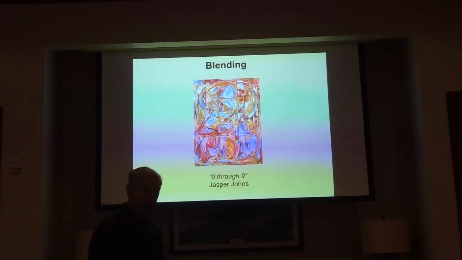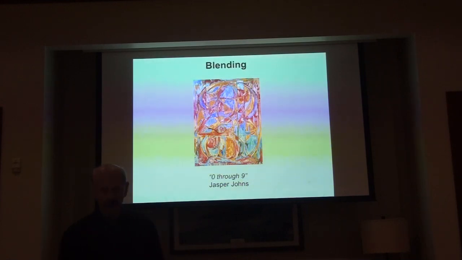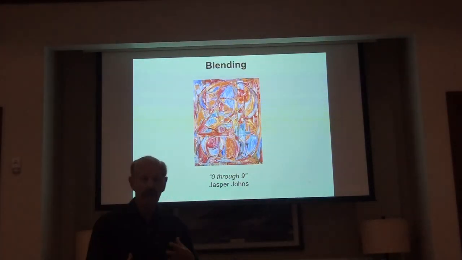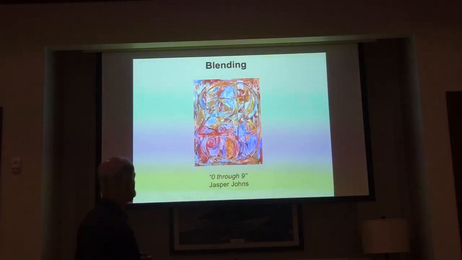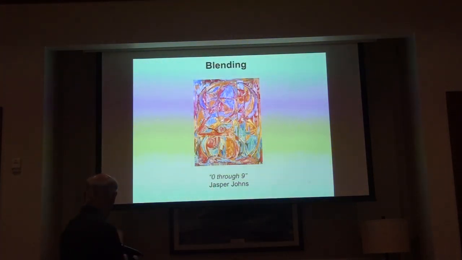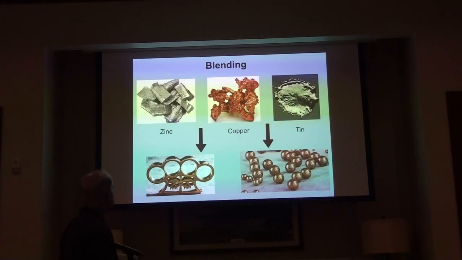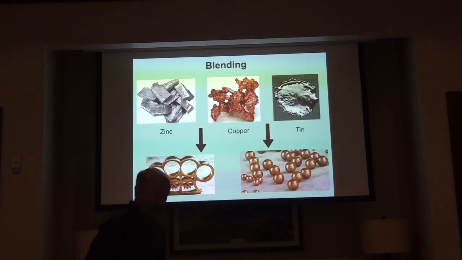In terms of art, we have this example by Jasper Johns. He created a piece of art by blending 0 to 9, all the numbers. And this was in the 60s, and he's still producing art. And then more of a technological related event was the development of alloys.